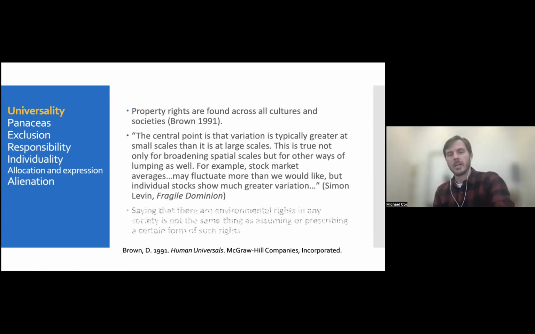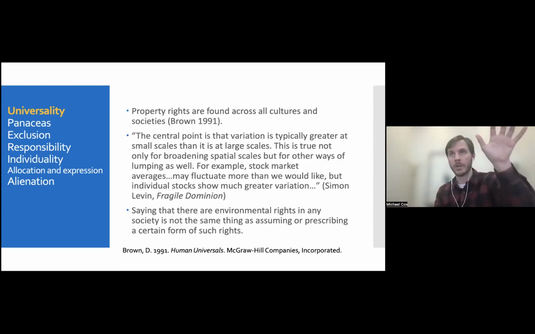So what I'm saying here is that saying that there are rights in any society is not the same thing as assuming or prescribing a certain form of such rights in any particular society. I think that's where we get in trouble, by assuming that because some conception of rights and limitations on access are found in all systems, a certain way of implementing those ideas is found across all systems or should be prescribed across all social systems, cultures, and societies. So at the broadest level, we don't find variation in the presence or absence of property rights. What we do find variation in is the more specific implementations.